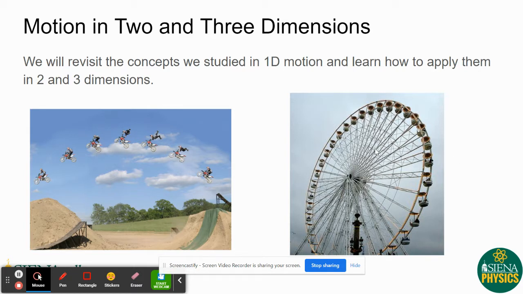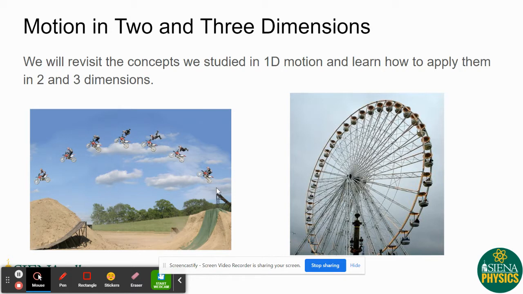In this example, we see the Ferris wheel, and as the people move around the Ferris wheel, they're moving in two dimensions, right? There's going to be an X value and a Y value for each one of these people loaders along the Ferris wheel. So that's another example of 2D motion.